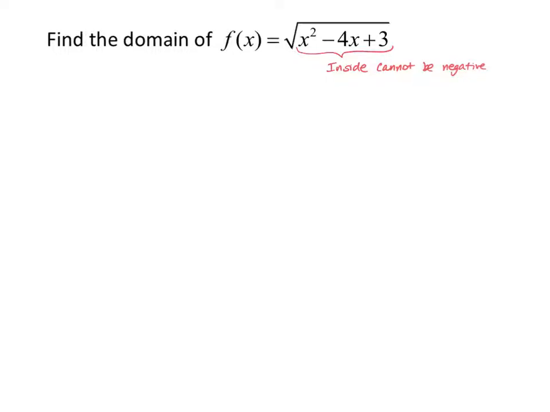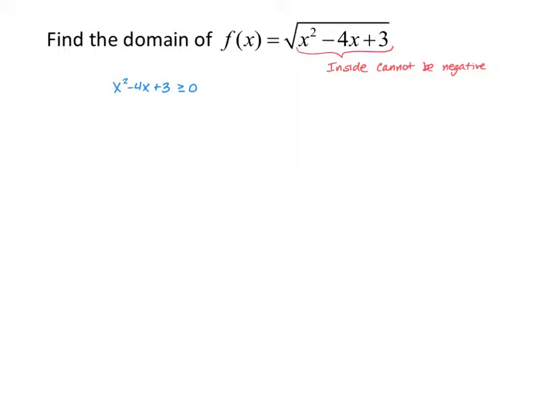So the inside cannot be negative. Knowing that, when we were finding domain, we would write an inequality, taking whatever the expression was on the inside, in this case x squared minus 4x plus 3, and setting that to be greater than or equal to 0. So this gives us a polynomial inequality that we need to solve in order to find the domain of the square root function.